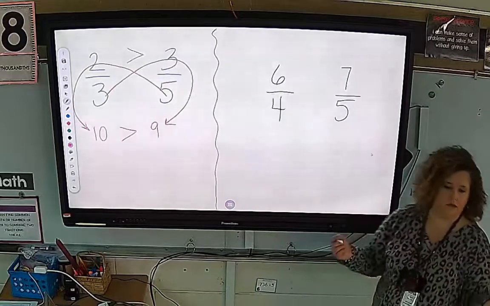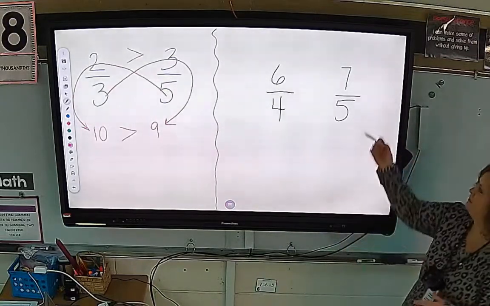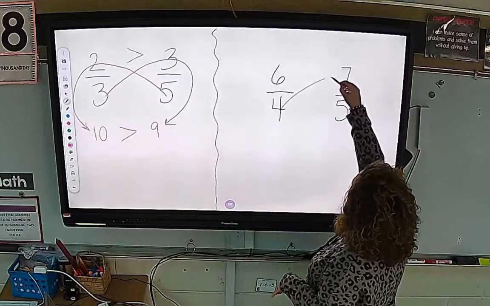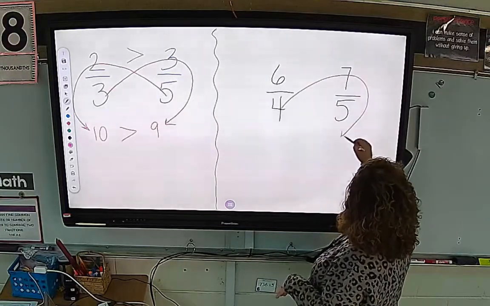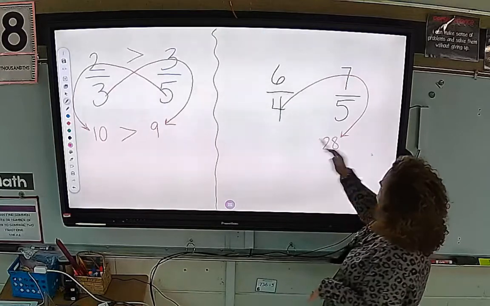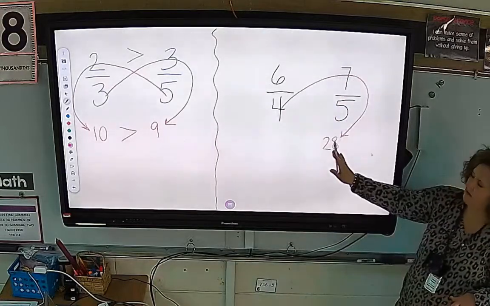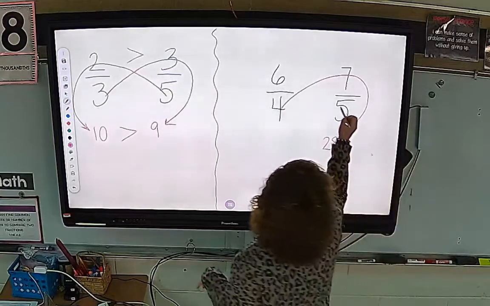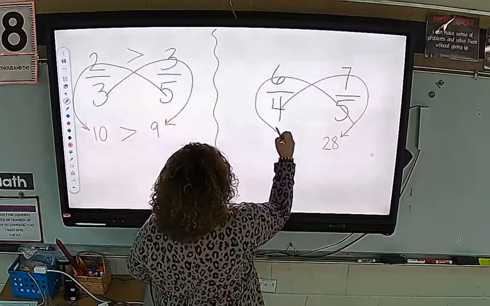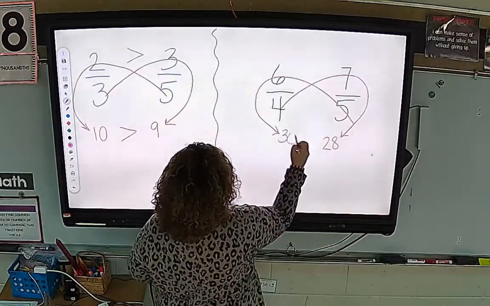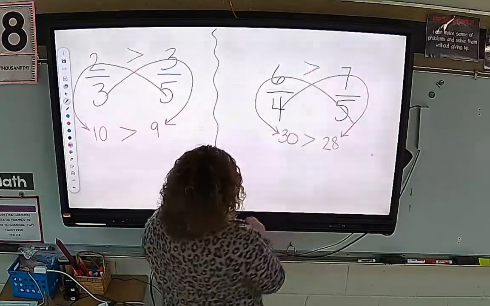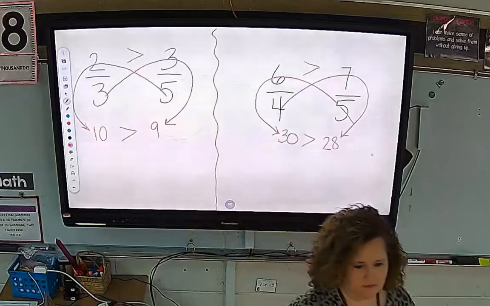Okay. So let's check. Because there was some mixture. If I do this, 4 times 7 is 28. See, the answer for that one is going to sit under the other fraction. Okay. 5 times 6 is what, everybody? 30. Okay. Yep, 30 is bigger than 28. So 6/4 is larger than 7/5.